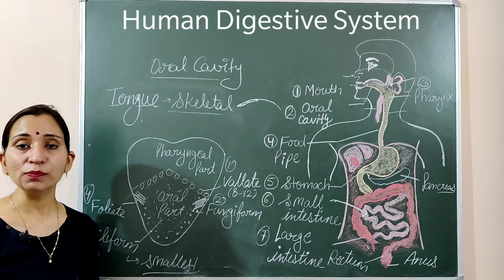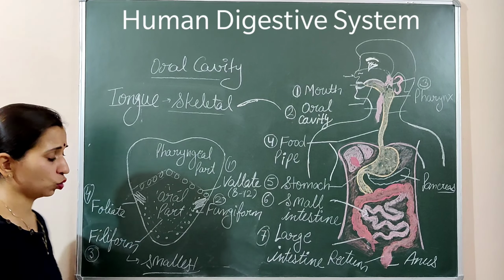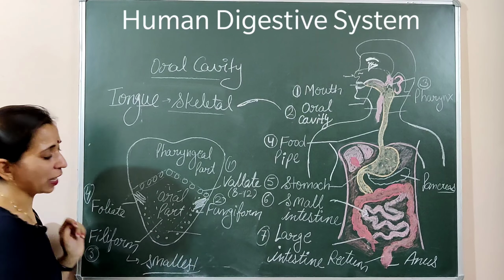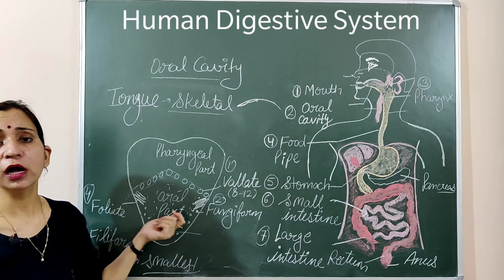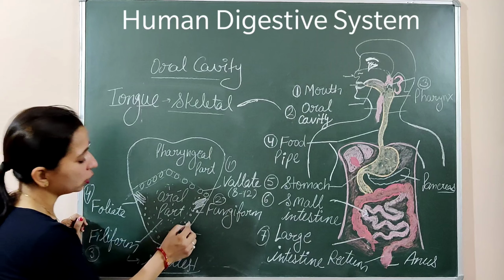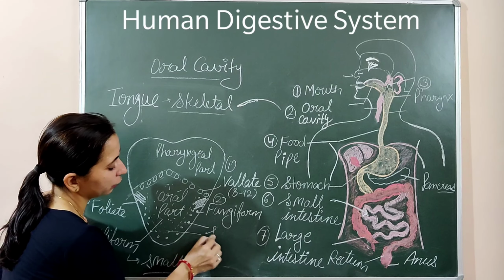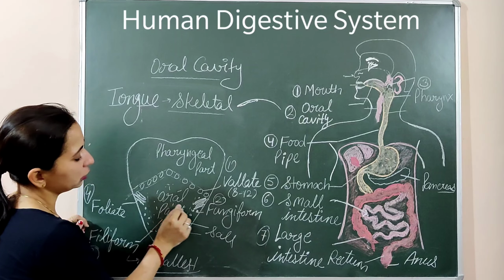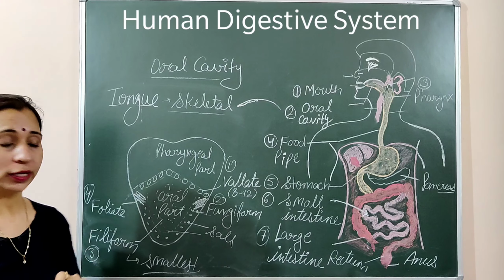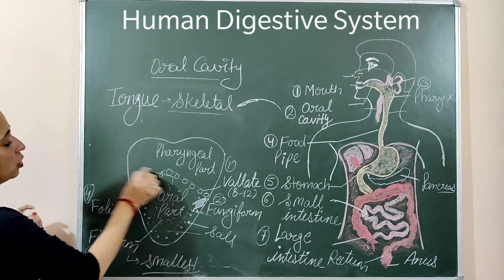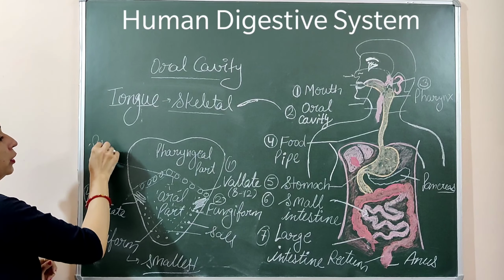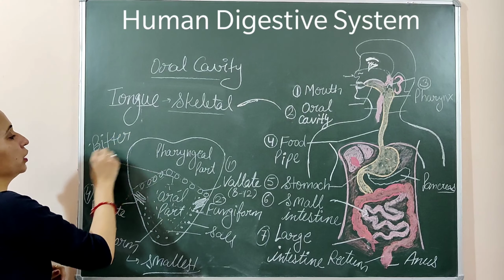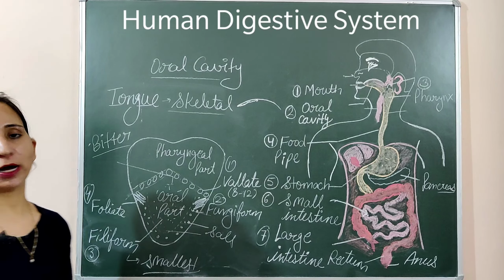These papillae help to identify the different tastes also. Like sweet taste. Sweet taste is identified through this part of the tongue. Whereas the salty taste is identified by this part. This center part identifies the sour taste, and the back part, the posterior part of the tongue, is responsible for identifying the bitter taste. So these different types of taste are identified by different parts of the tongue.